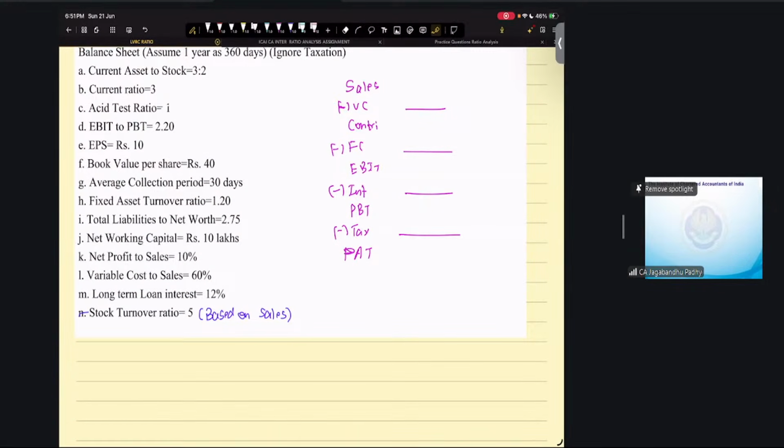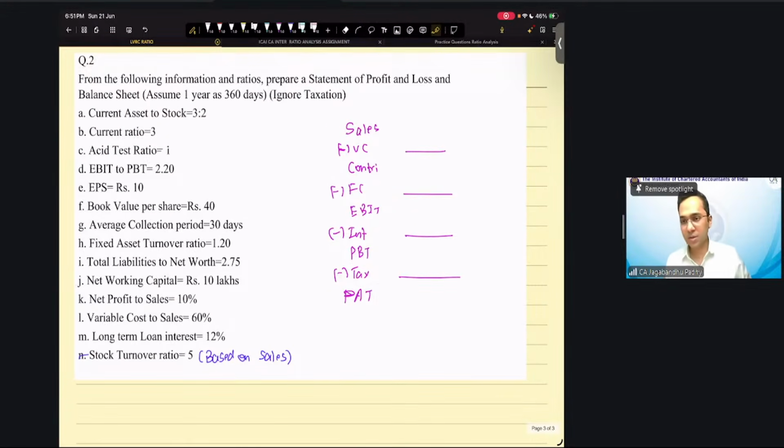Okay. Are we ready with the solution? Okay, let me start. From the following information and ratios, prepare a statement of profit and loss and balance sheet, assuming 1 year as 360 days. Ignore taxation. So current asset to stock ratio is 3:2.